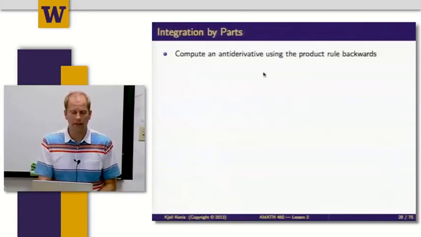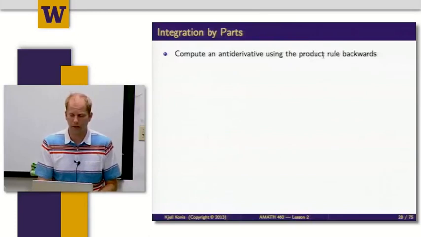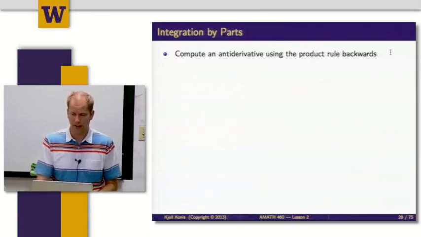So essentially what I'm going to try and do to get integration by parts is, remember when I was computing derivatives, we had certain rules. One of them was the product rule, which was the derivative of the product of 2 functions. And so I'm just going to try and use that rule backwards to be able to evaluate an antiderivative.